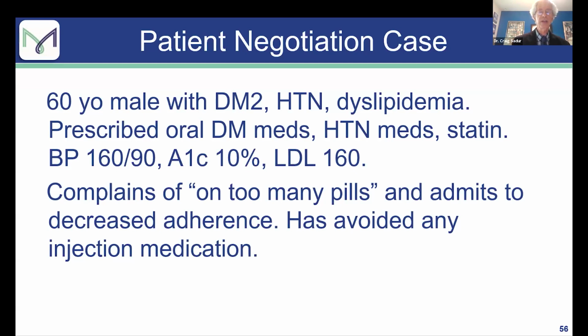A 60-year-old male with type 2 diabetes, hypertension, dyslipidemia. He's already on oral diabetes medications, hypertensive medication. He's taking a statin. His blood pressure is 160/90. His A1C is 10%. His LDL is 160. So all of us will be thinking, well, his diabetes, his blood pressure, and his lipids are not in good control. He's going to need more treatment. But he beats you to the punch. He complains that he's on too many pills. And he admits, like Dr.